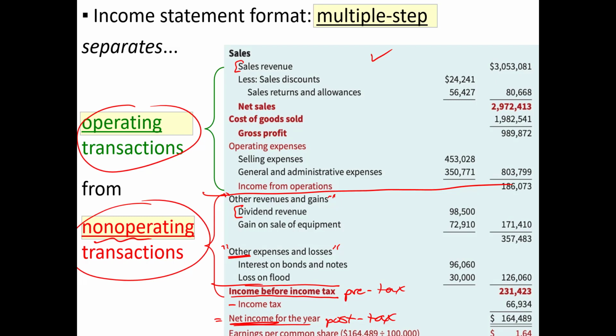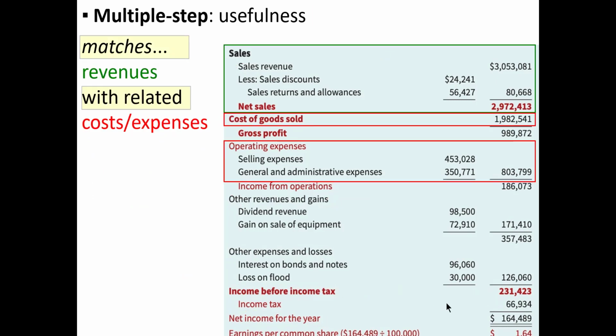More to the point, cool thing you can see here about having income tax at the bottom, you can look at this and say, what is this amount as a percentage of pre-tax income? You can determine what their tax rate is just by looking at a multiple step income statement.